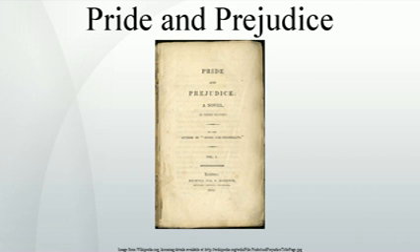Plot summary. The novel centers on Elizabeth Bennet, the second of the 5 daughters of a country gentleman. Mr. Bennet is a bookish man, and somewhat neglectful of his responsibilities. Mrs. Bennet is a woman lacking in social graces and primarily concerned with finding suitable husbands for her 5 daughters.